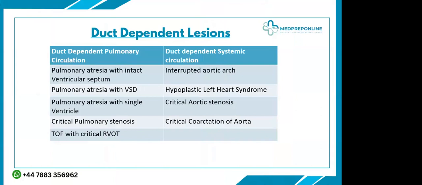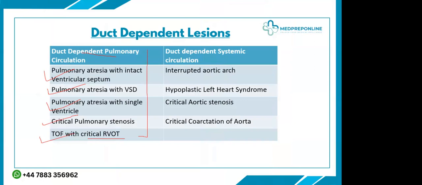So this is a list of these diseases. The duct-dependent pulmonary circulations are pulmonary atresia with intact ventricular septum, pulmonary atresia with VSD, pulmonary atresia with single ventricle, critical pulmonary stenosis, as we have already talked about, and the TOF with critical right ventricular outflow obstruction. These are the duct-dependent pulmonary circulation.